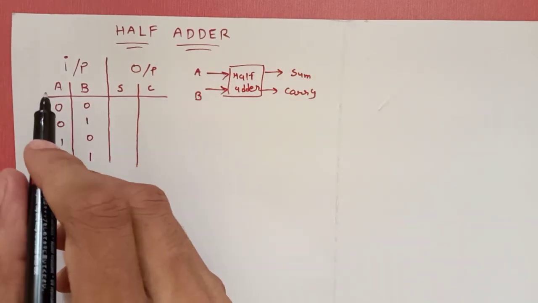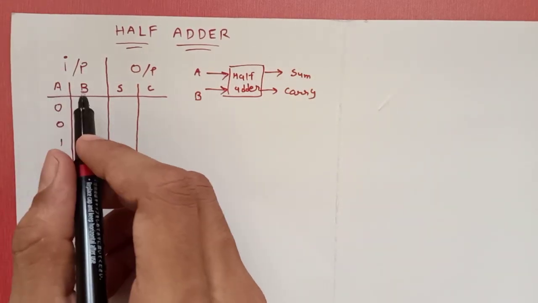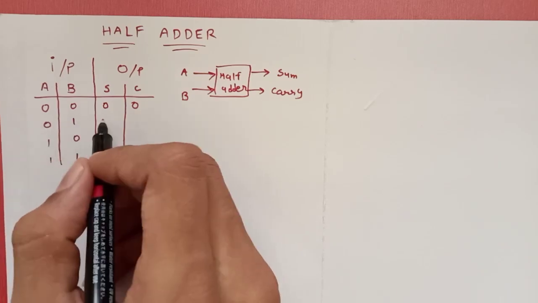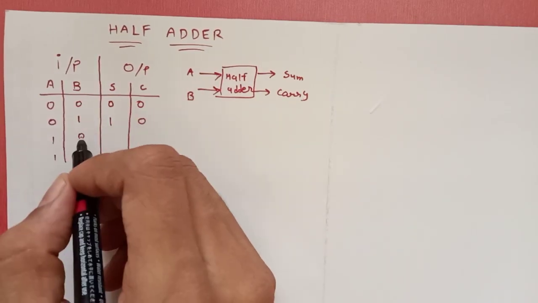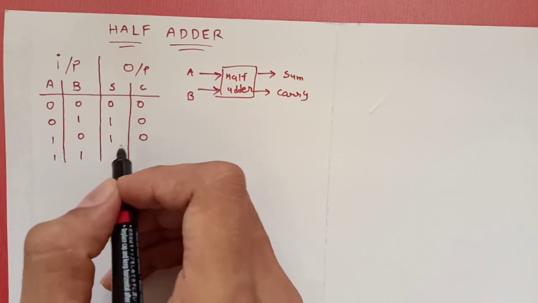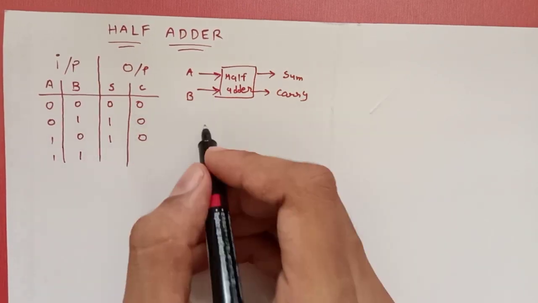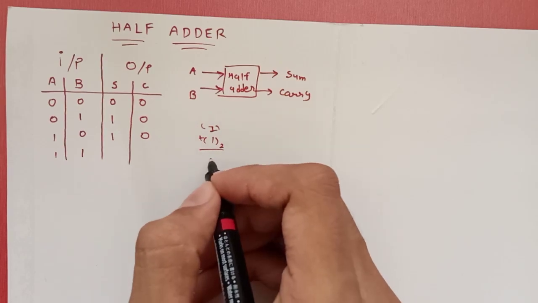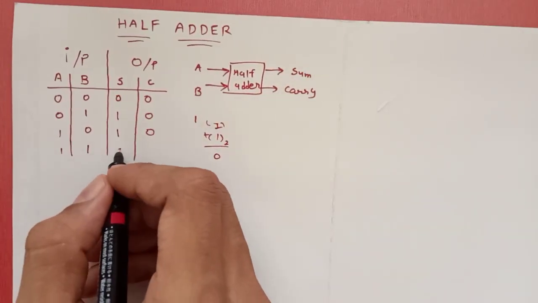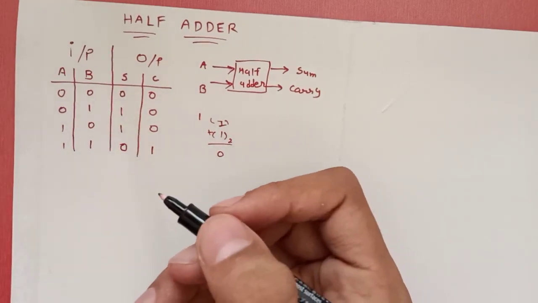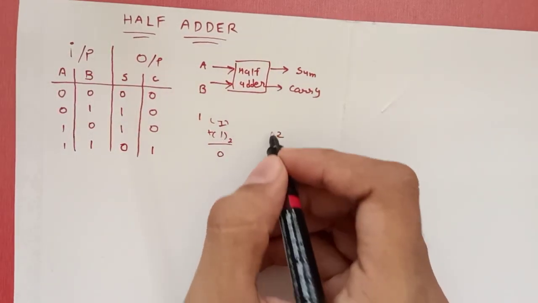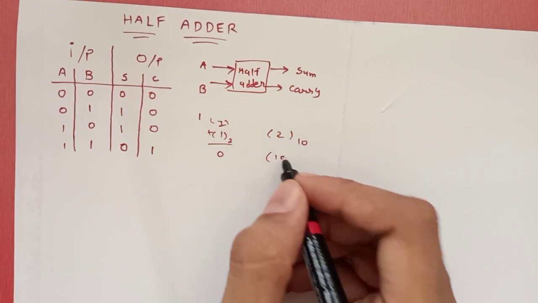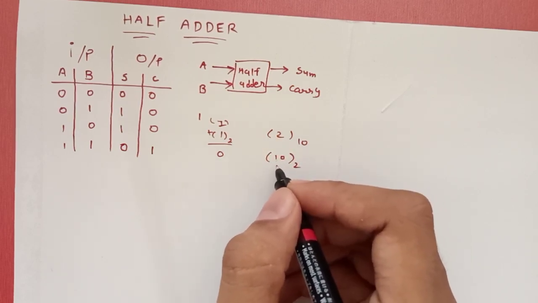So now let's add these 2 bits A and B. 0 plus 0 is sum 0, carry 0. 0 plus 1, sum 1, carry 0. 1 plus 0, sum 1, carry 0. 1 plus 1 is 1 0 in binary, so sum 0, carry 1. It means 1 plus 1 is 2 in decimal, but when we are talking about binary, 1 plus 1 is 1 0. It means 2 is represented by 1 0 in binary.